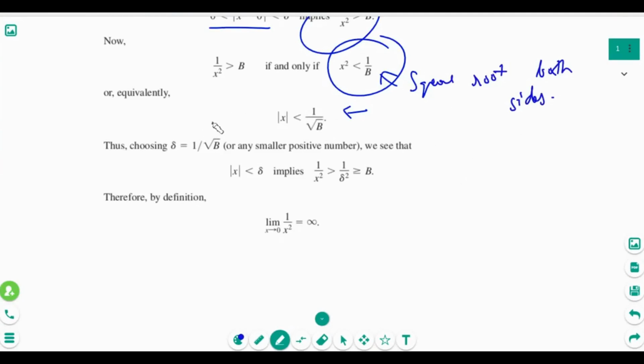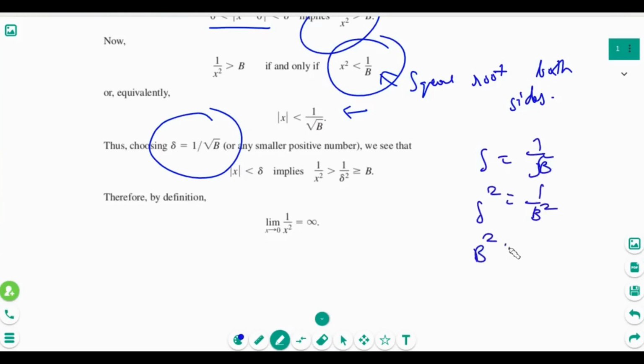So from here we have delta equal to 1 by root b. Delta equals 1 by root b we can take here. So from here we have modulus x less than delta. It implies 1 by x square is greater than b, where delta is equal to 1 by root b. So squaring both sides, delta square is equal to 1 by b square, or b square is 1 by delta square.